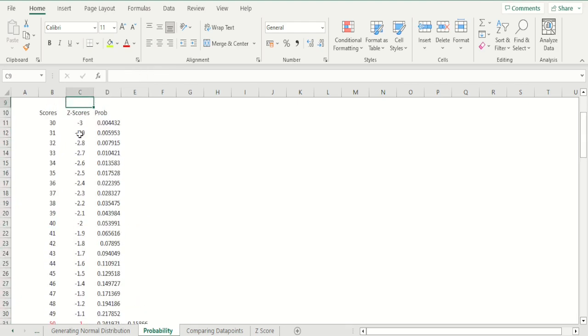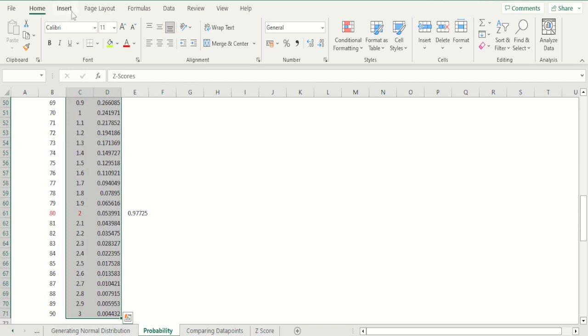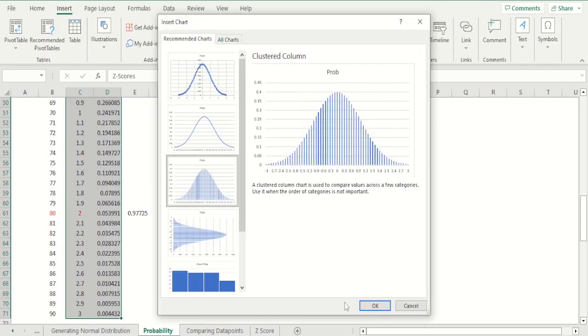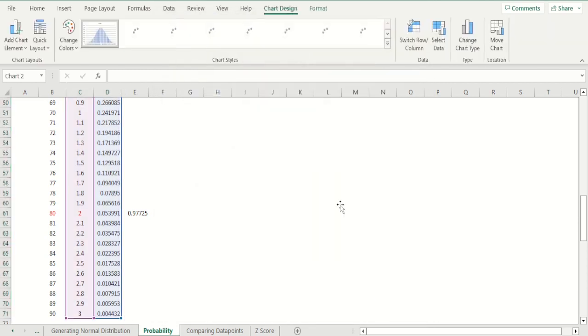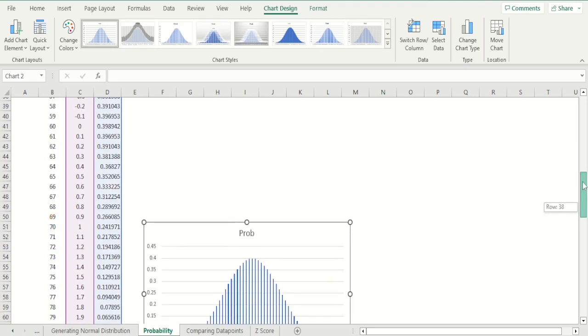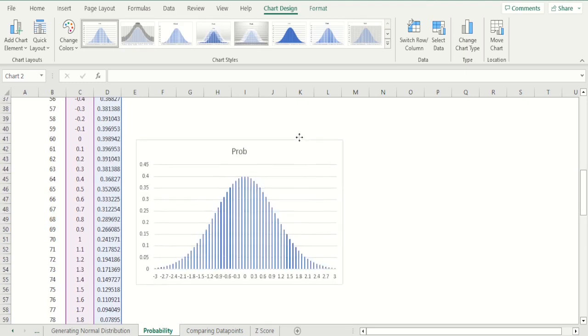Now let's go ahead and plot it out. Let's go to recommended charts and use this, and we have our probability graph here. Okay, so let's take it here.